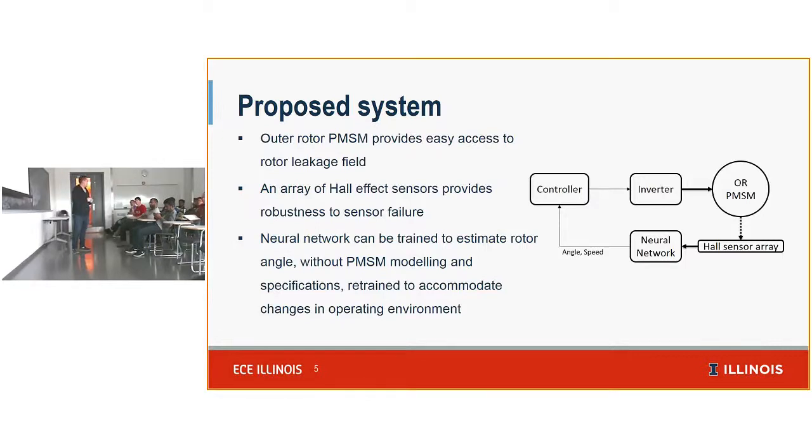And the benefit of using a neural network in this case is that it does not need to have any knowledge of the modeling of this PMSM or any of the specifications such as the inductance. And furthermore, when the operating conditions change, or for example, when the PMSM is switched for a different one, where the first one has failed, it can be easily retrained to accommodate the changes.